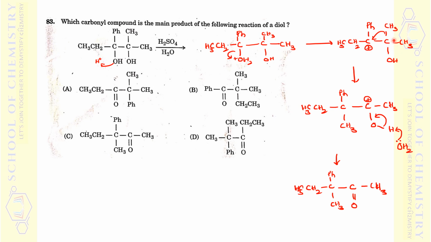Always from the neighboring carbon, one of the groups will migrate. Here also there is no confusion, because both the groups are methyl itself. If these groups were different, in that case we may have to follow the migrating aptitude. So now there is no question of that. One of the methyl groups, any methyl group you can consider, will migrate here.